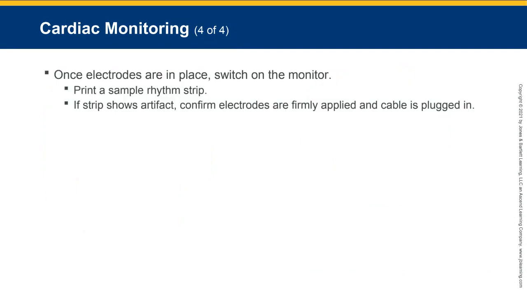When you come in the class setting, you'll understand a bit further, and when I go back to it, you'll understand a little clearer. Once electrodes are in place, switch on the monitor and print a sample rhythm strip. If the strip shows artifact, confirm the electrodes are firmly applied and the cable is plugged in.